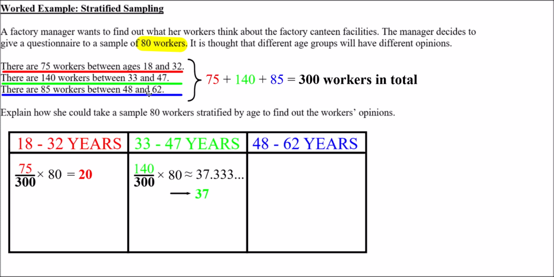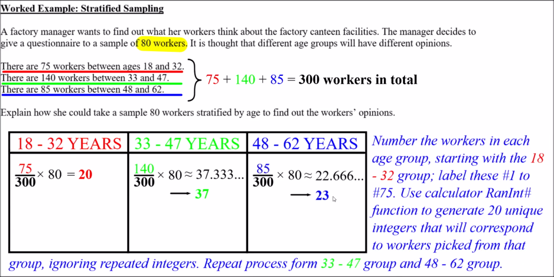The final one, 85 out of 300 people are between 48 and 62 in the entire factory. So we want that same proportion of people in that age group for our sample. So for the 48 to 62 year olds category, we need 85 over 300 times 80, which gives us 22 2/3, which needs to be rounded to 23.